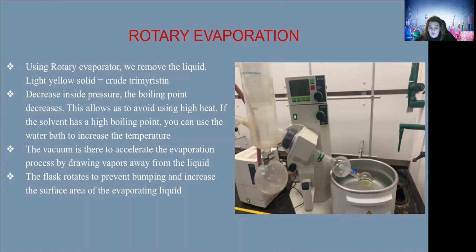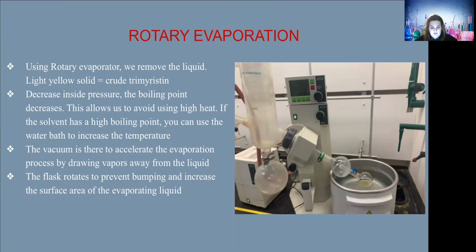One more thing this apparatus does is you'll notice you touch the guys up here and you actually rotate your flask. The reason we rotate our flask is to prevent bumping and increase the surface area of the evaporating liquid. When you increase the surface area, it's going to dry a lot faster, and the vacuum is going to pull that liquid out much quicker. So we want to rotate to increase the surface area.